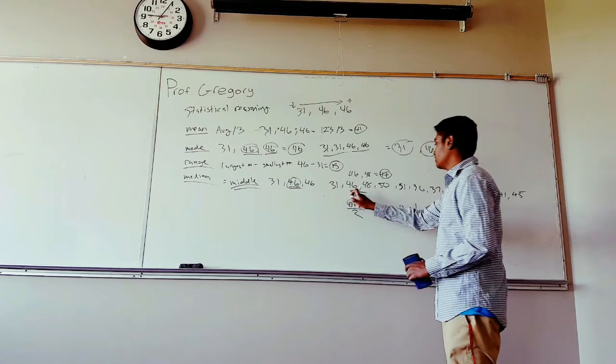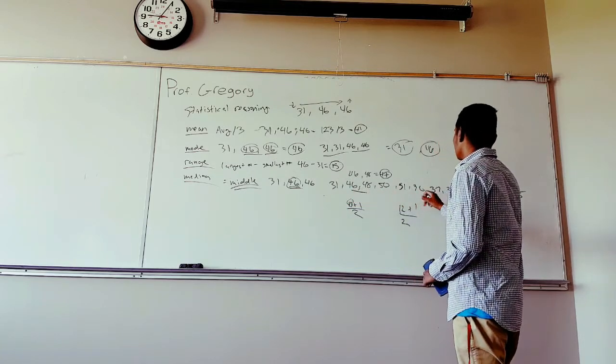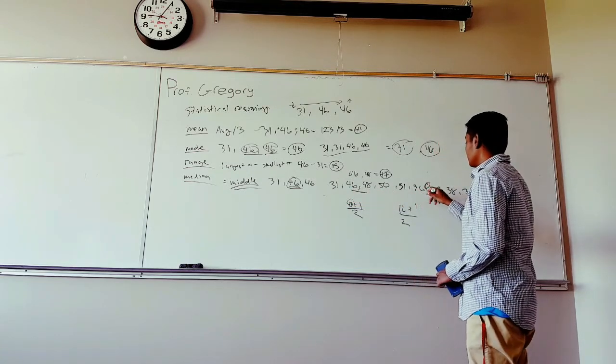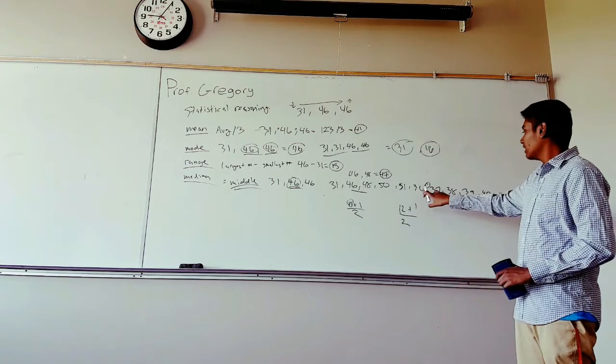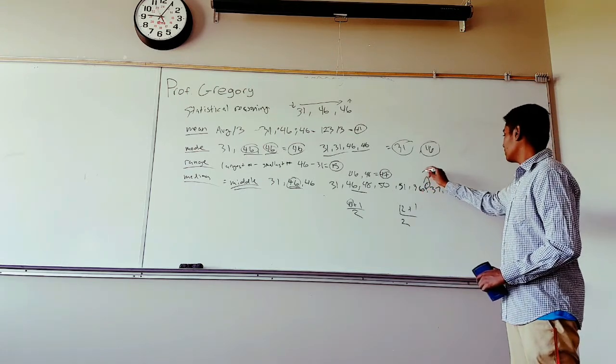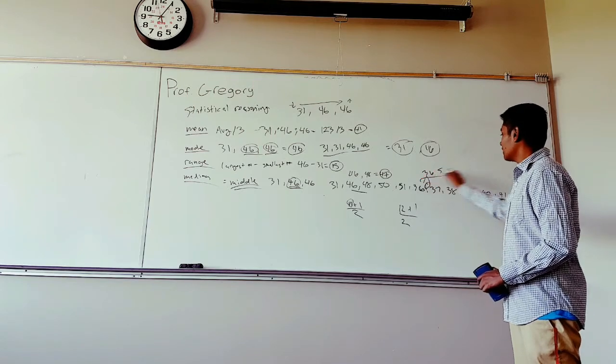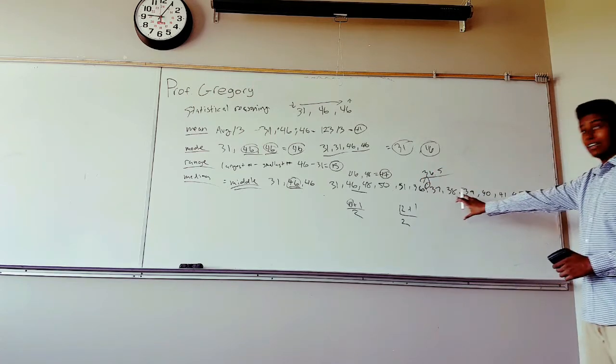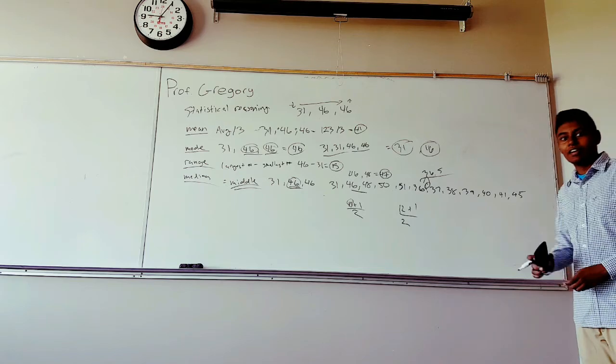So now if we count 1, 2, 3, 4, 5, 6, the 0.5 would be right here. We just have to sum up these two numbers. That's 36, if you can see that, and 37. That would become 36.5, which is the median for all these numbers. Okay? And class dismissed, alright?